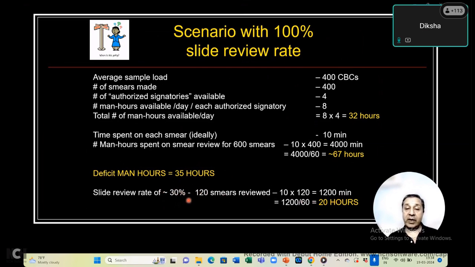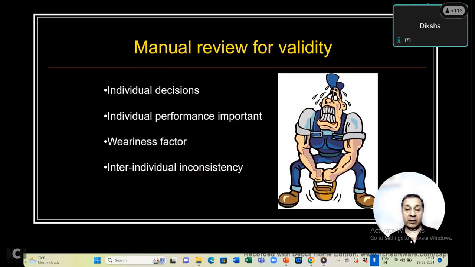I'm not advocating 30% as the slide review rate, but keeping these calculations in mind, a 30% or a lower rate is a reasonable one for us to work on. And we must also keep in mind that when you do a manual review of validity, there will be a lot of individual decisions, there will be a lot of variability between the individuals. And of course, the individual performance becomes extremely important compared to, for example, an automated review. There's also a significant amount of variance factor. And as I told you, inter-individual inconsistencies will also mar the entire work that's being done.